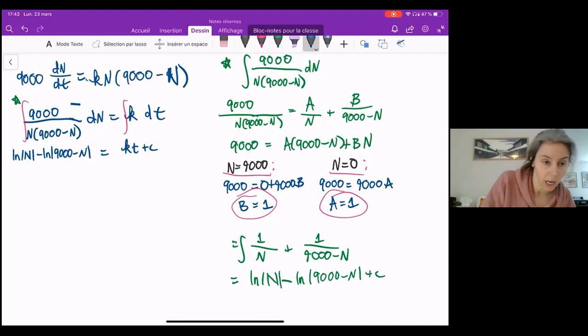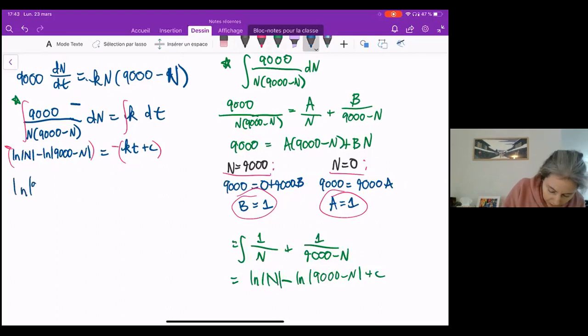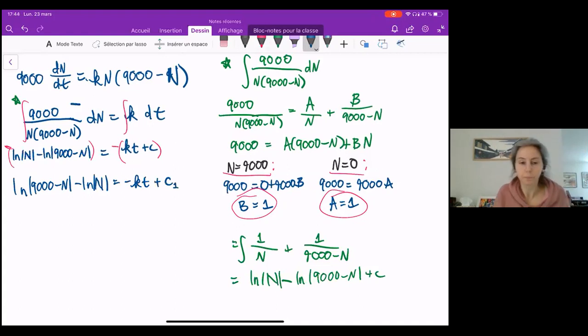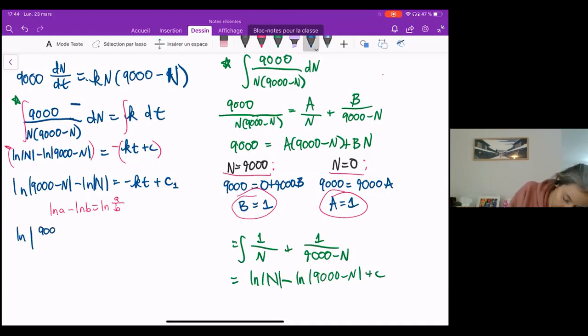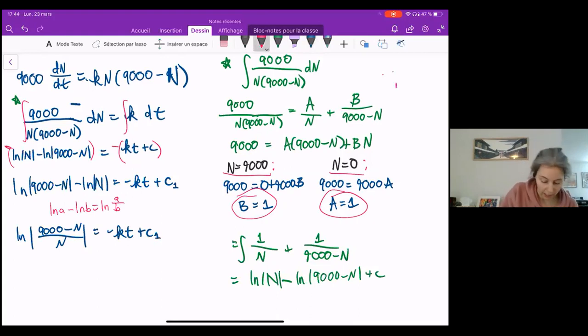Okay, now we want to solve for N. So I'm going to do a little thing right now that might seem a little bit weird, but that's going to make this a little bit easier to solve for in the long run. I'm going to take both sides of this equation and multiply by -1, which gives me ln of (9,000 minus N) minus ln N is equal to -kt plus C1. Now remember our log rule: ln of A minus ln of B is equal to ln of A over B, giving us ln of (9,000 minus N) over N is equal to negative kt plus a constant. We're going to put this e to the power of both sides, so we'll end up with (9,000 minus N) over N is equal to e to the negative kt plus C1.